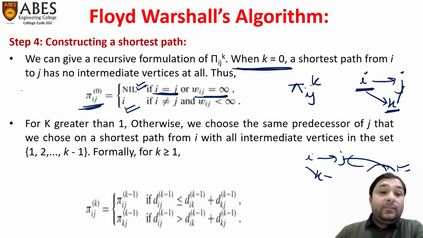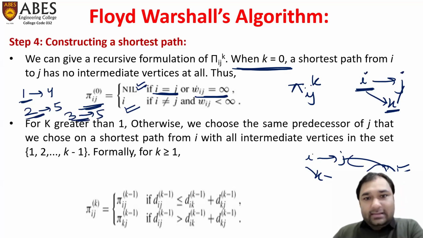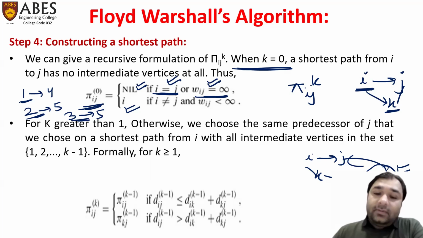Now, why is it returning i? It means that if, let's suppose, there is an edge from 1 to 4, we must print 1. There is an edge from 2 to 5, we must print 2. There is an edge between 3 to 5, then we must print 3. So what we are doing is, if there are diagonal values or there is no path, we simply return nil. But initially there can be no path, but after some intermediate vertex, we can have a possibility of a path via some k. If there is a weight, we simply return i, right?